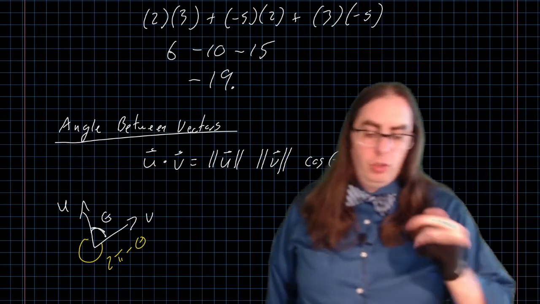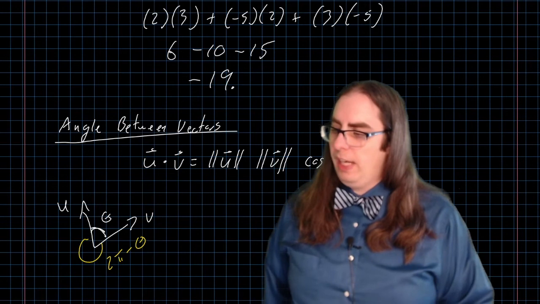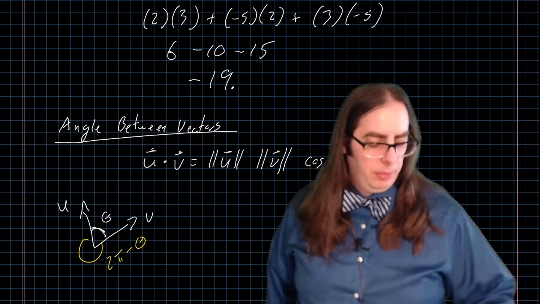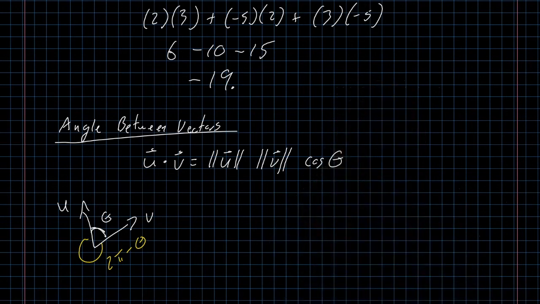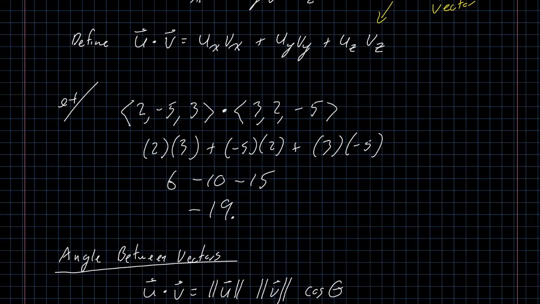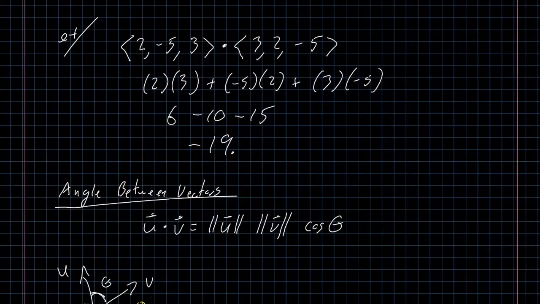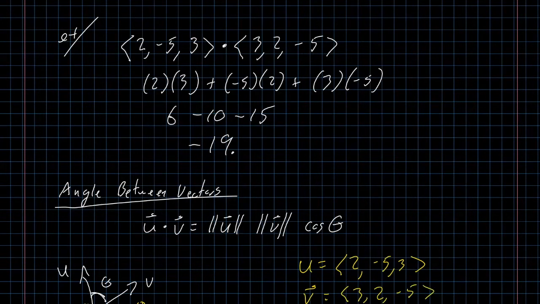All right, so we just looked at a couple of vectors. Let's scroll up a little bit and take a look at these 2 vectors. I guess I have to name which one is which. So let's let u be the vector 2, -5, 3, and let's let v be the vector 3, 2, -5.